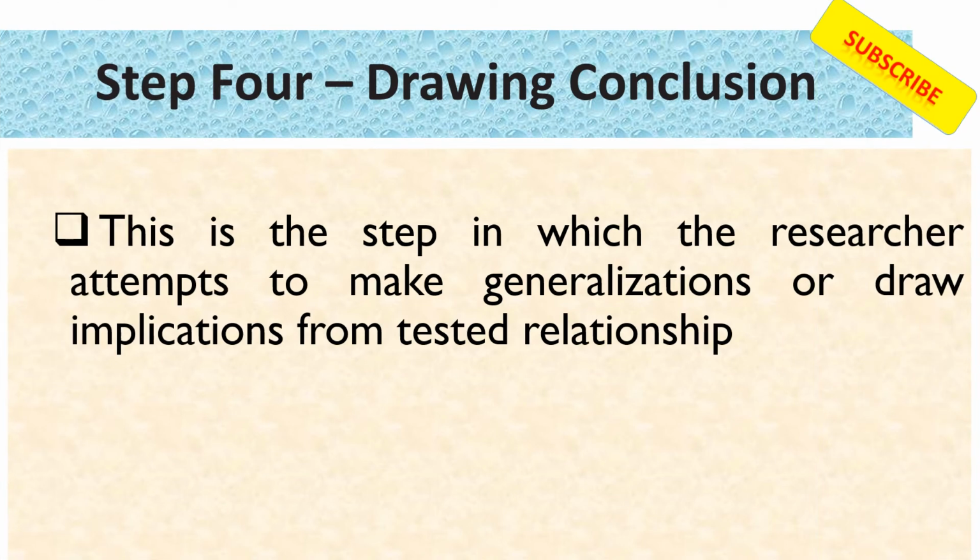And under step four, we then draw conclusions. This is the step in which the researcher attempts to make generalizations or to draw implications from the tested relationship. So under step four, one is to draw conclusions. That is, you look at the data that you have collected, you look at the results, and then come up with the concrete conclusions.